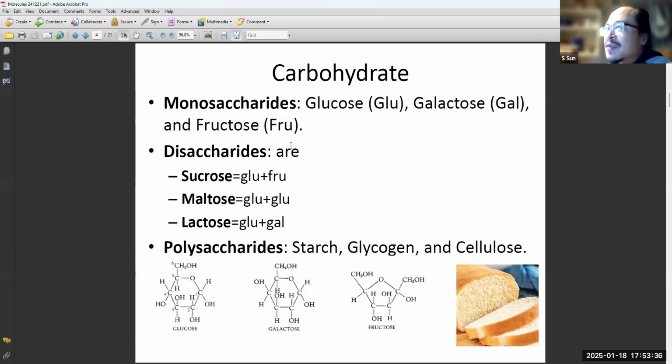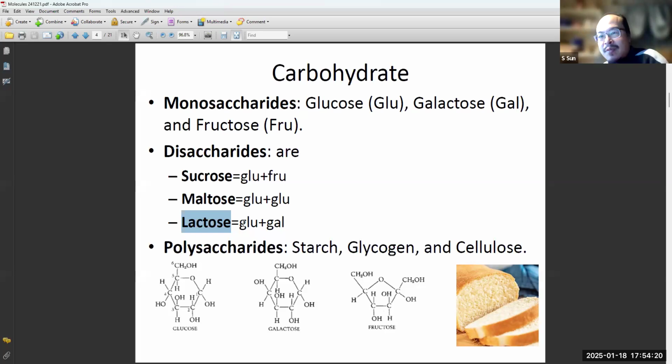Disaccharides are two monomers combined. You can have glucose plus fructose, which forms sucrose. That's sugar basically. So sugar is a disaccharide. Glucose plus glucose is maltose. Glucose plus galactose is lactose. So when you chew on it, you basically break it down into disaccharides, and your body needs enzymes to break these two further apart. People with lactose intolerance do not have the enzyme to break apart glucose and galactose, and so these cannot be broken apart.